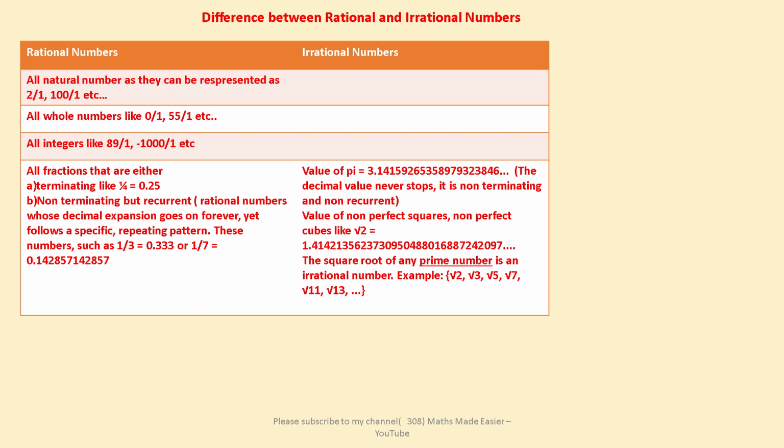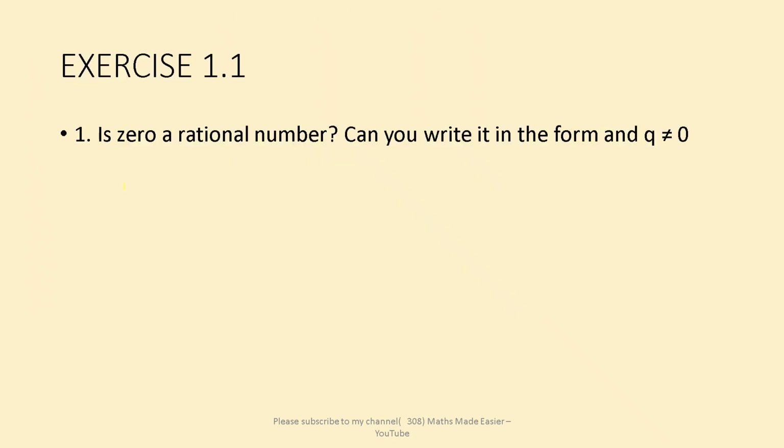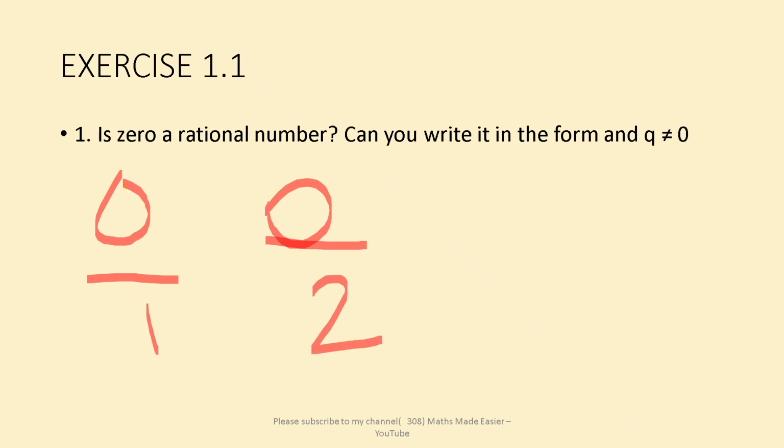So the value of perfect squares is 0, a rational number. Can you write it in the form P by Q, where Q is not equal to 0? 0 can be written as 0 by 1 or 0 by 2 or any other value in the place of the denominator. So, since it can be written in the format P by Q, we can say 0 is a rational number.